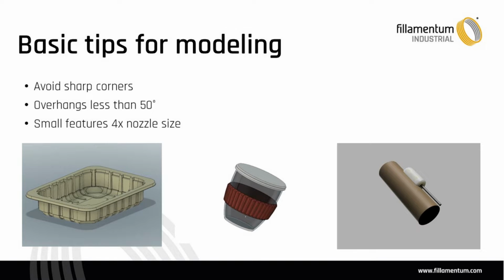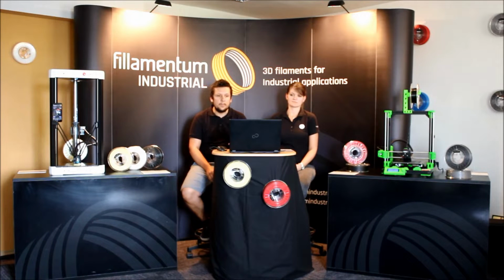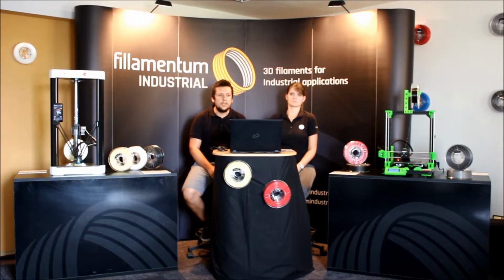If you are modeling a part, avoid sharp corners in the design if it allows, because sharp corners usually increase the internal forces when the material cools down. And as Martina mentioned, nylons or also polyamides need to cool down in a stable environment. So that's quite important. Also, keep overhangs in the model less than 50 degrees, because if you exceed this, the material curls up to the nozzle and warps a little bit, so sticking with 50 degrees is quite good.